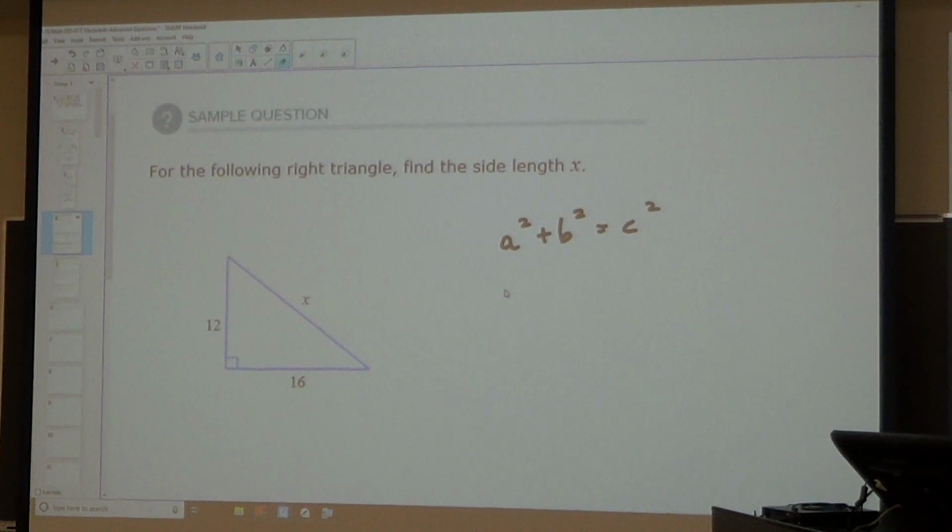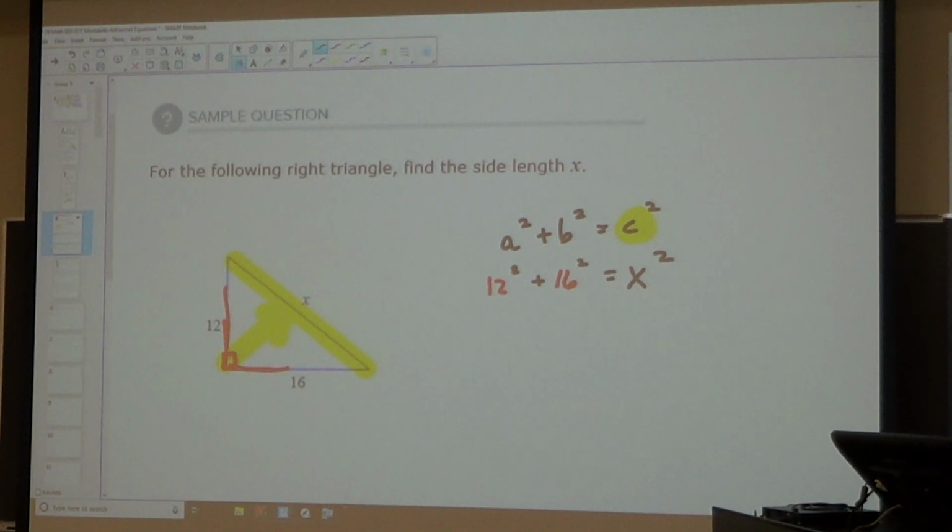Now, main thing you need to know is what is the C? What side is my C? The X. My C is always across from the right angle. So in this problem, X is gonna be my C. Your A and your B are the 2 sides that make your right angle. I don't care which one I call A and which one I call B. It does not matter to me.